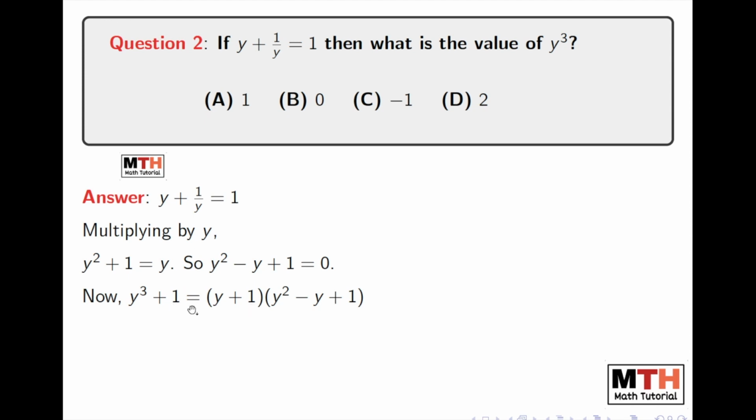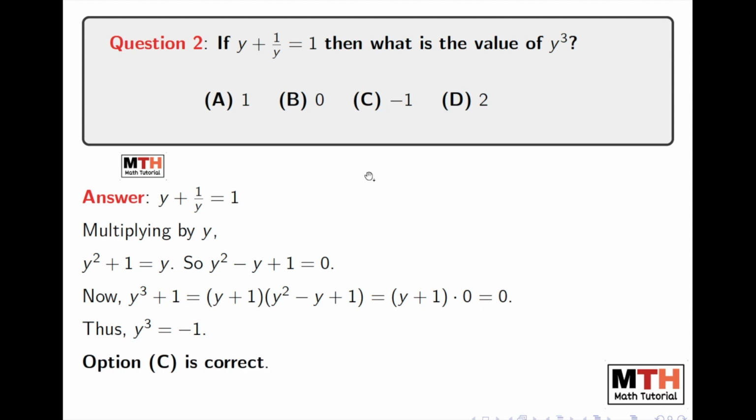Now y cube plus 1 equals to y plus 1 times y square minus y plus 1. And now the value of this quantity is 0. We get the value of y cube plus 1 equals to 0. Thus y cube equals to minus 1. So option C is correct.